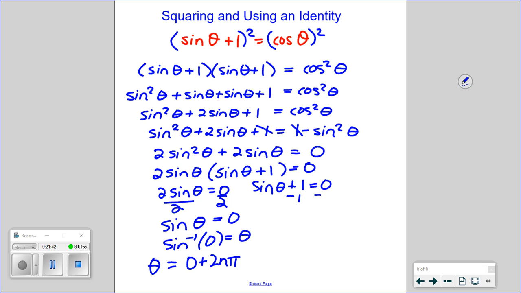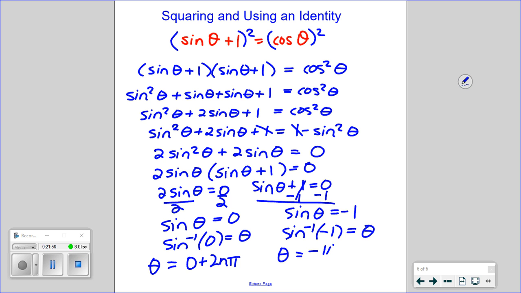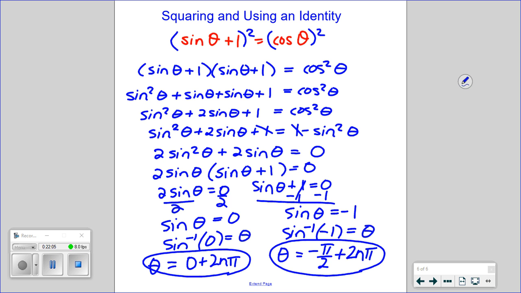And then over here, we're going to subtract 1. We'll get sine theta equals -1. Use our inverse to solve for theta. Think to your unit circle, where is sine equal to -1? Well, that is actually at -pi/2 plus 2n pi. And these would be all of the solutions to the equation.